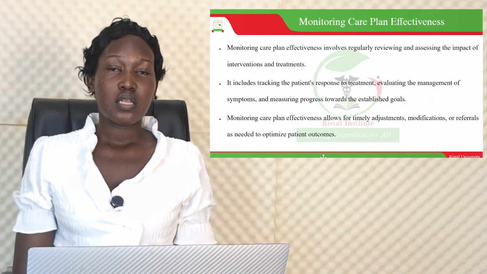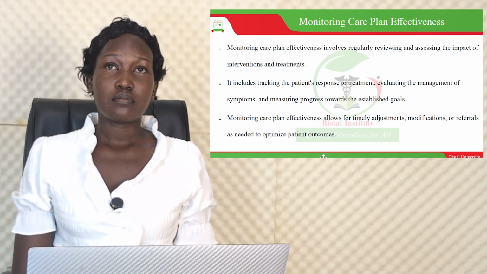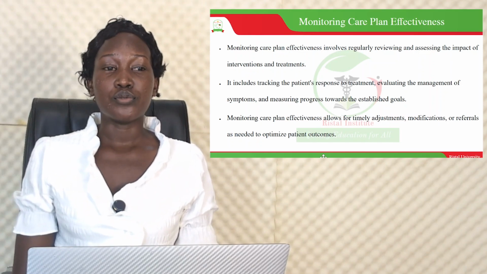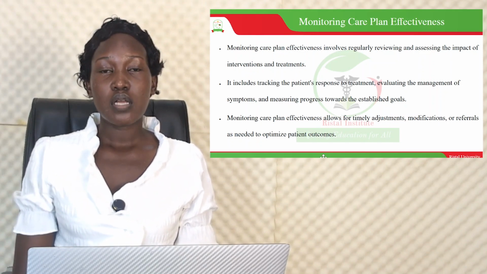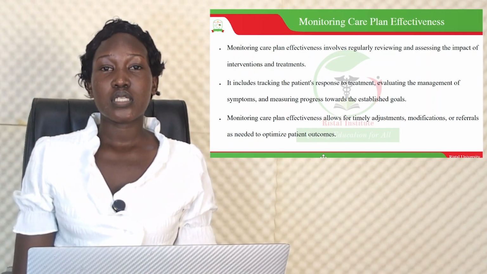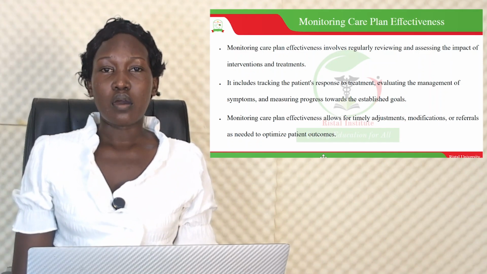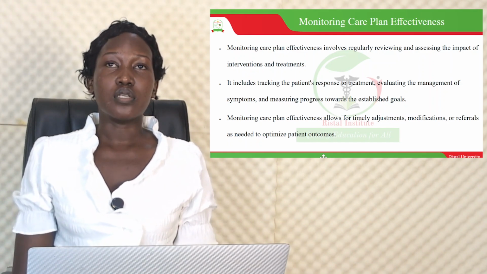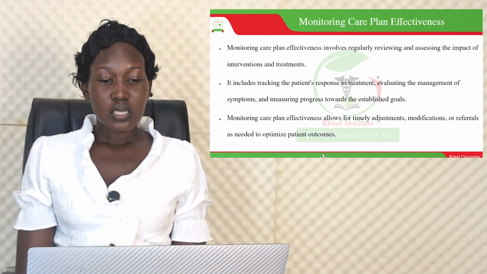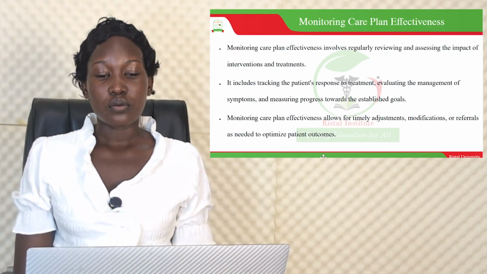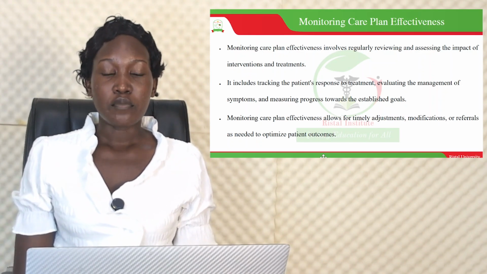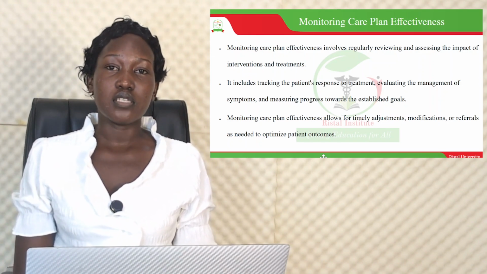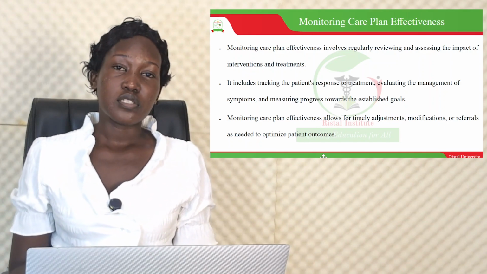I've just mentioned that in most cases when we have a care plan, you should have a short-term goal and a long-term goal. The short-term goal in most cases should be something that is achievable within at least 1 to 2 hours. Then the long-term goal is the one that can go for maybe weeks, depending on the condition. So monitoring care plan effectiveness allows timely adjustment, modification, and referrals if needed for optimal patient outcomes.